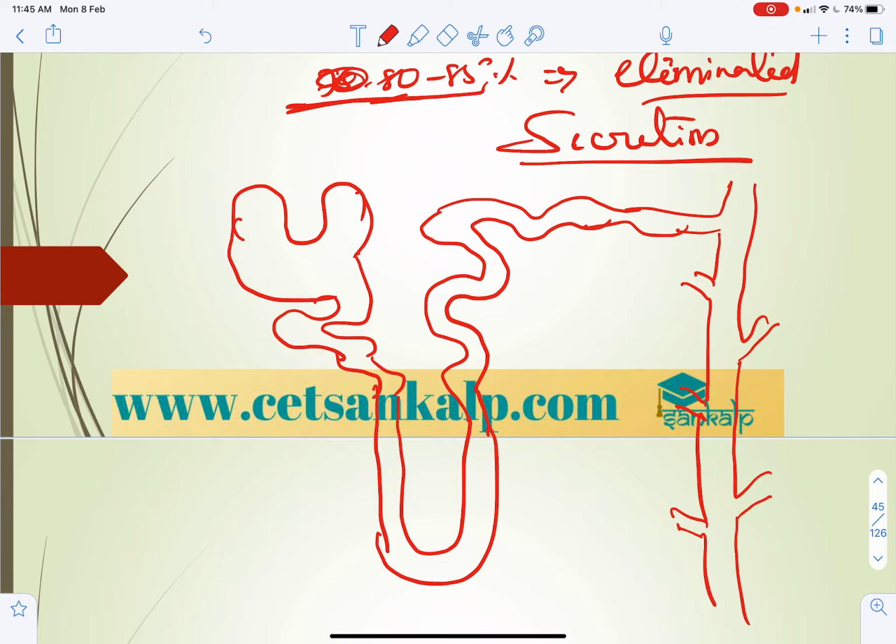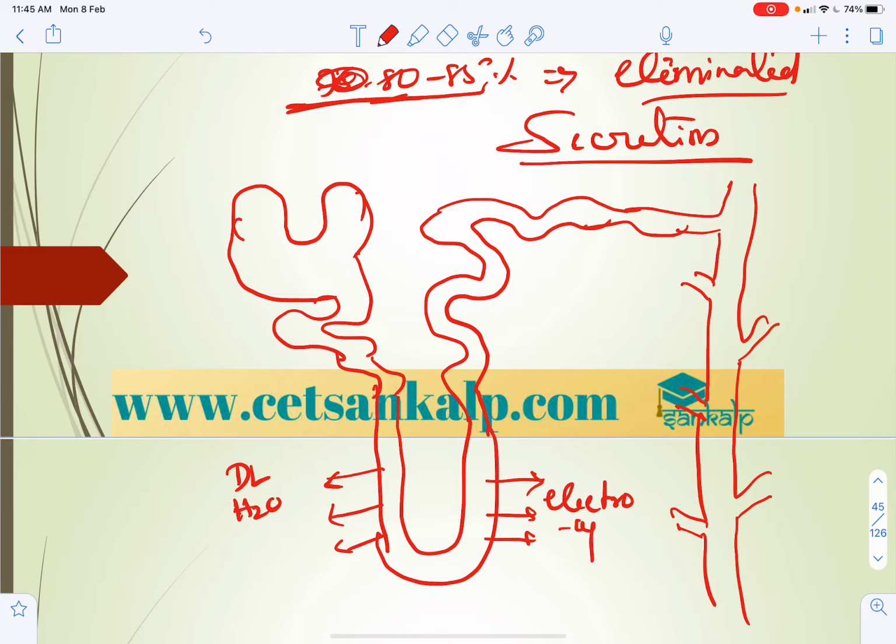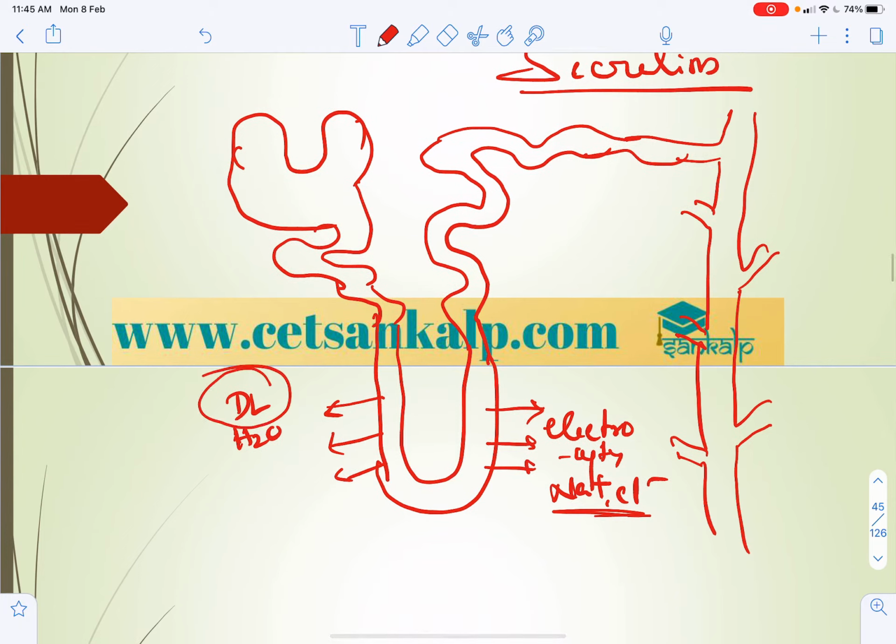So I already mentioned that here the endless loop, that is the descending limb. This descending limb is permeable to water, so we can show it like this, water. And the ascending limb is permeable to electrolytes, mainly Na plus and Cl minus, which helps in maintaining osmolarity.